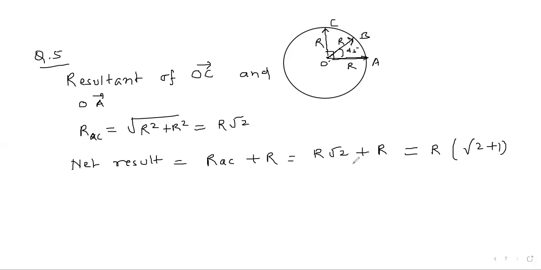Now, next question we can consider question number 6. In question number 6, there are two vectors at a certain angle, and their resultant is along the y-axis. So suppose one vector is in this direction and another vector is in this direction, and the angle between them is theta.